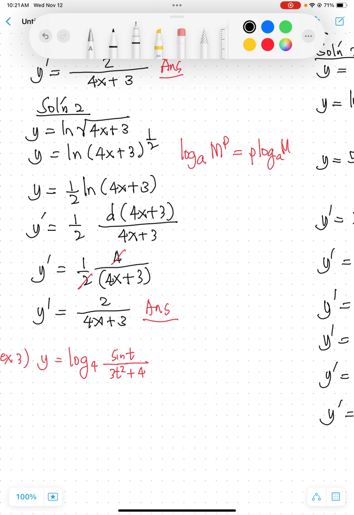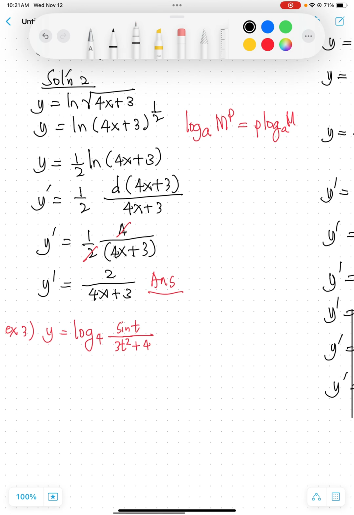So let us solve the problem now. We're going to use the rule.